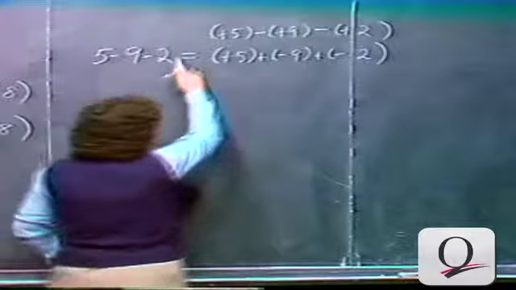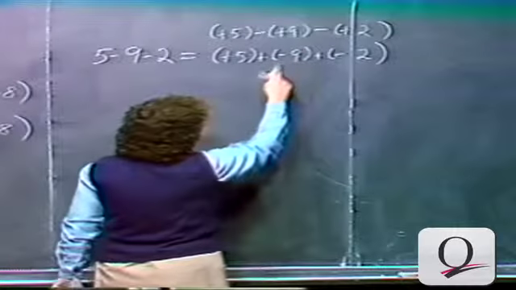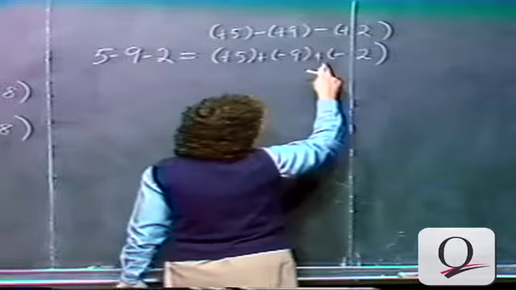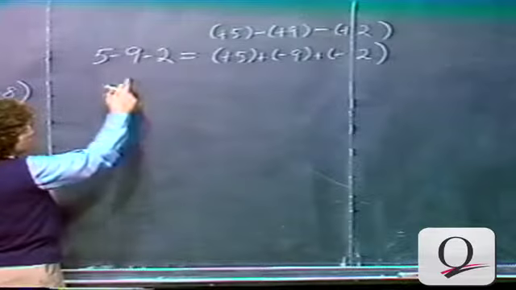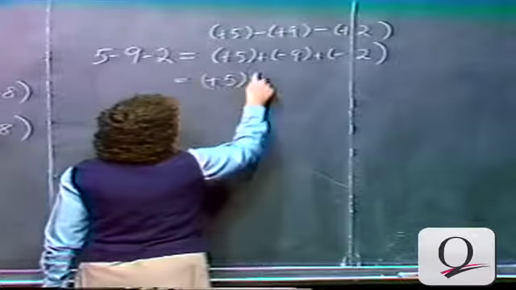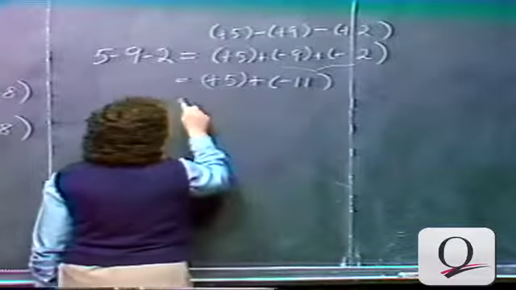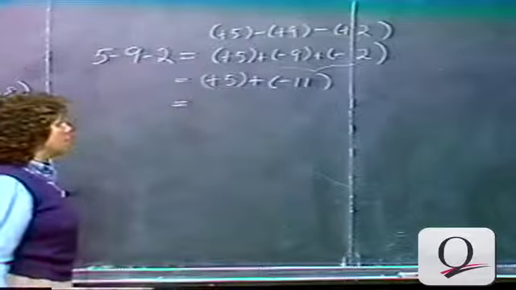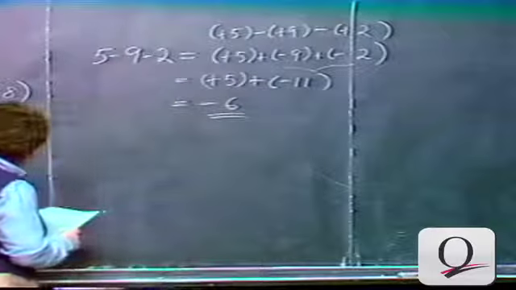Either approach is acceptable. Of course, if you do write this step, the next step is to change the subtraction to addition and add the opposite. So it's perfectly okay to think of it as a +5 and a -9 and a -2. That's a +5, and -9 and -2 gives us a -11. +5 and a -11 gives us a -6 for our answer.